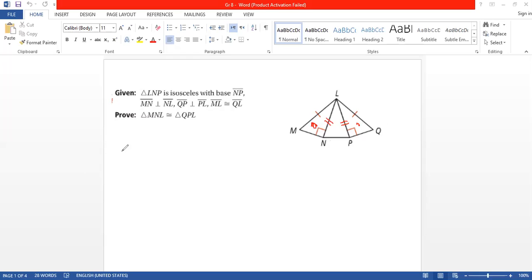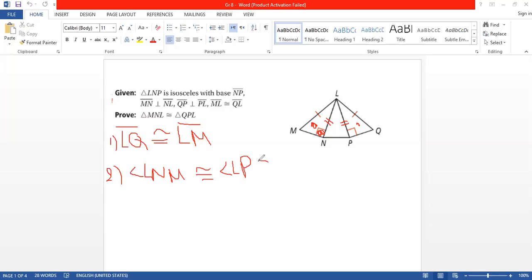Let's write the three conditions. Number one, the first condition is LQ congruent to LN. The second condition, angle LNB and LNM, this angle is congruent to angle LPQ, this angle.